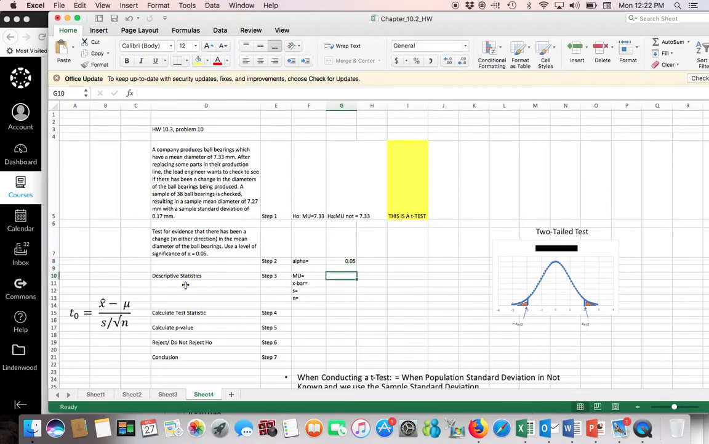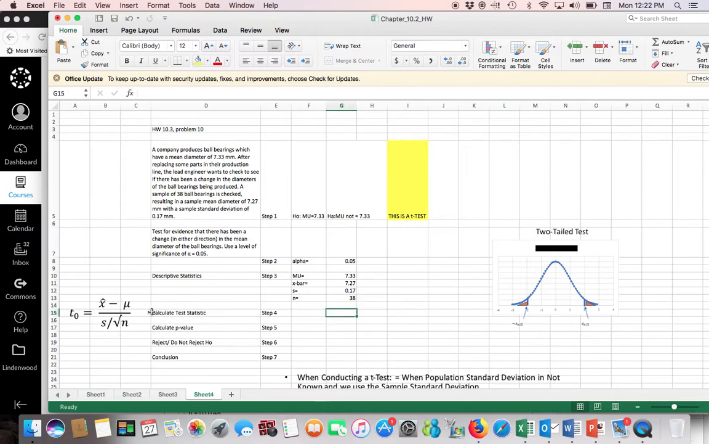And then on to our descriptive statistics. Our mean is 7.33. Our x bar, that's the sample of 38 ball bearings. Those diameters on average are 7.27, and the standard deviation is 0.17. All three of these numbers are in millimeters. Our sample size is equal to 38.